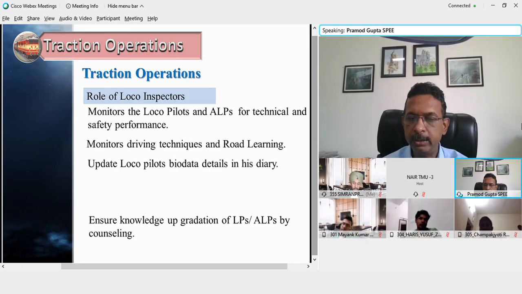The crew biodata is always updated in the diary. He also maintains a diary. There is a diary which is available with the crew, and the same biodata also gets updated into the system.